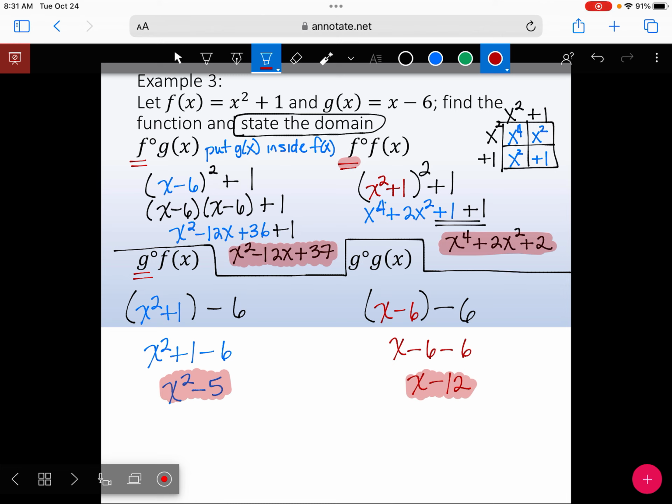Yes. Could you still use a box? For which one? For 3 or 4? Okay, so for these two, you don't need to make a box because nothing is being squared in the g function. I had to make a box for the first two because x was squared, so I had to multiply it against itself. But g of x does not have an exponent, so we don't need to make boxes.